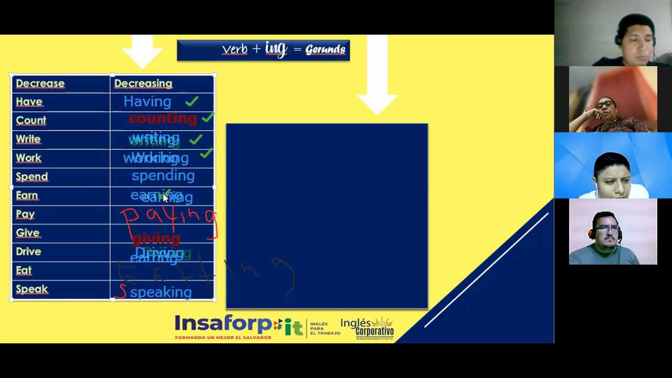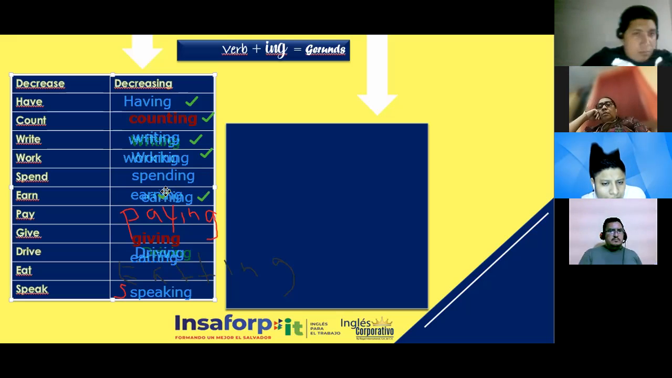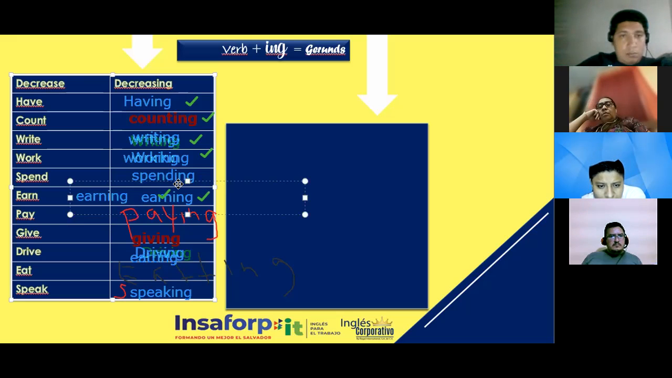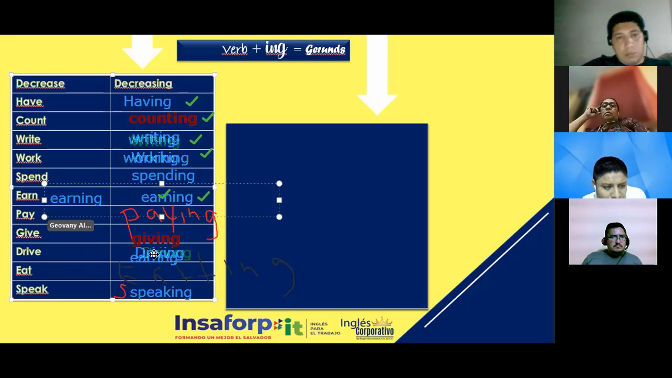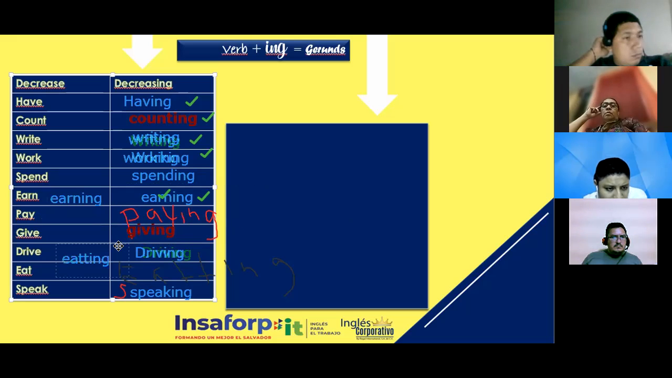Earn, let me move this a little. Quería ver porque yo creo que uno lo escribió con doble N, ¿verdad? Veamos. No, it's okay, earning. And earning, good, okay, there you are. Now, paying, good. Give, giving. Drive. Driving. Okay, we drop letter E. Excellent. What about eating? Eating.